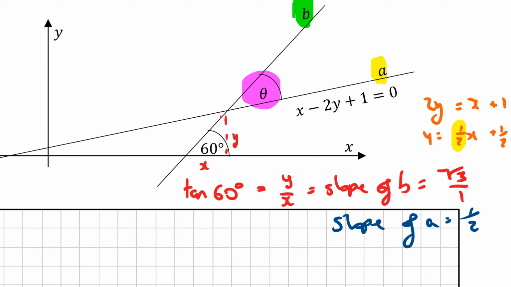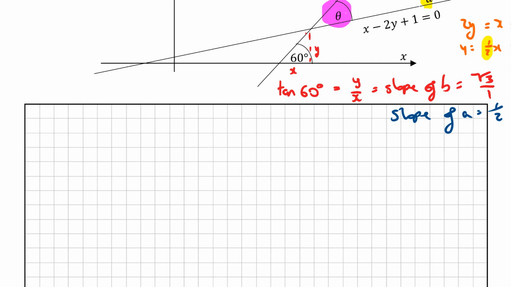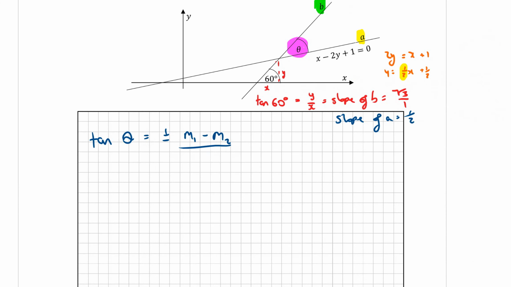Okay, so we could actually plug that into a formula, and the tan of the angle in between the two lines would be plus or minus m1 minus m2 over 1 plus m1 times m2. So if I just plugged in those numbers, I'd be able to work out the tan of theta, and then I'll be able to get the inverse tan of that number to find out what theta is.